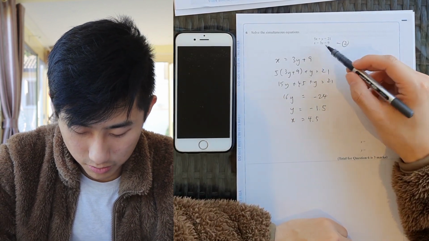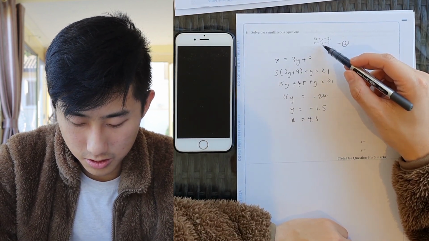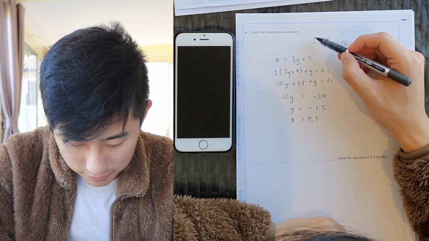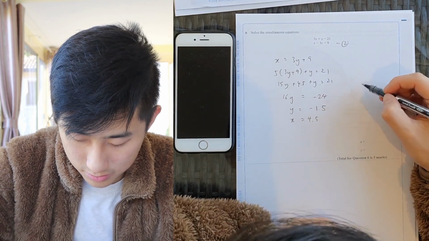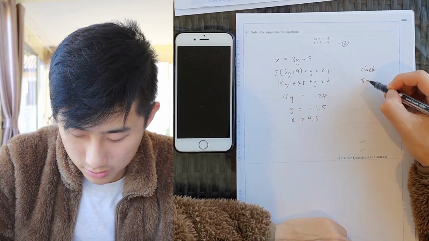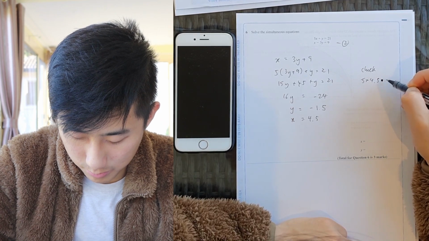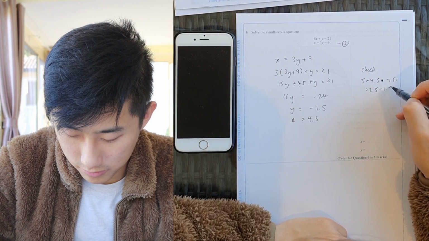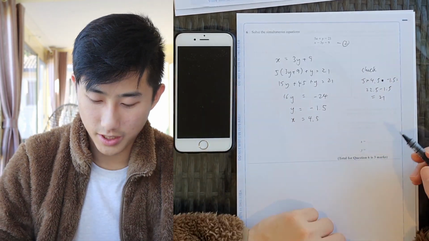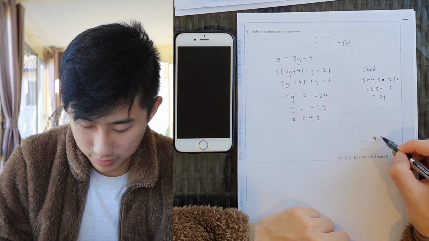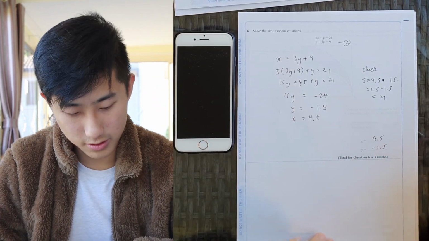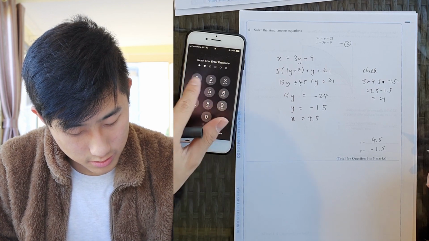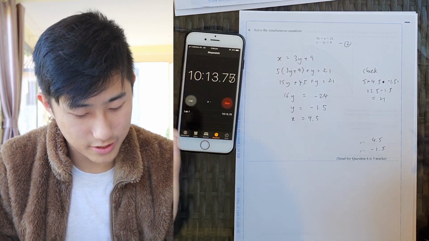So double check, 4.5 minus, 4.5 is 9, yep. 5 times 4.5 minus 1.5 equals 22.5 minus 1.5 equals 21. Yep, okay. So x equals 4.5, y equals negative 1.5. Oh, the time. Okay, only 10 minutes.